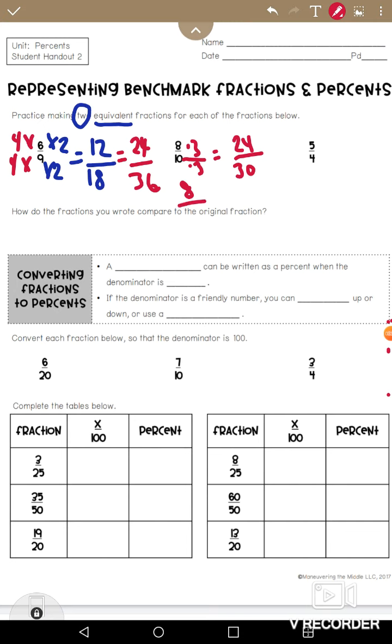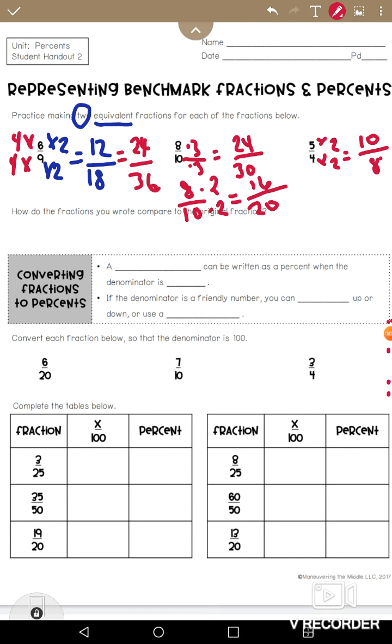Let's do one more. 8/10. What if I multiply by 2? What I do to the top, I do to the bottom. 8 times 2 is 16. 10 times 2 is 20. Okay. 5/4. Let's do times 2. What I do to the top, I do to the bottom. 5 times 2 equals 10. 4 times 2 equals 8.